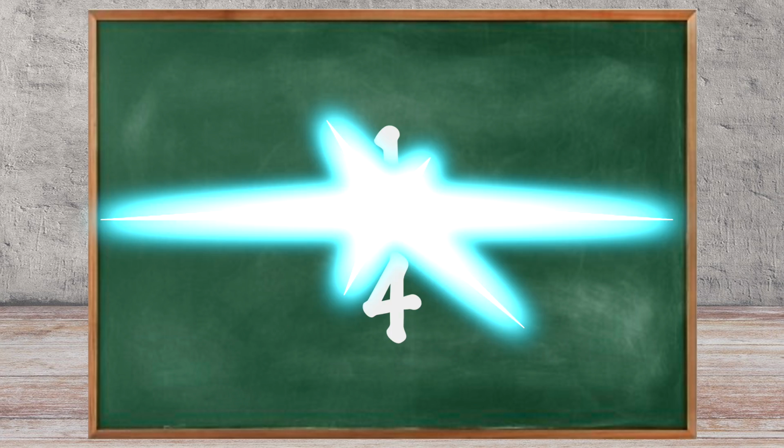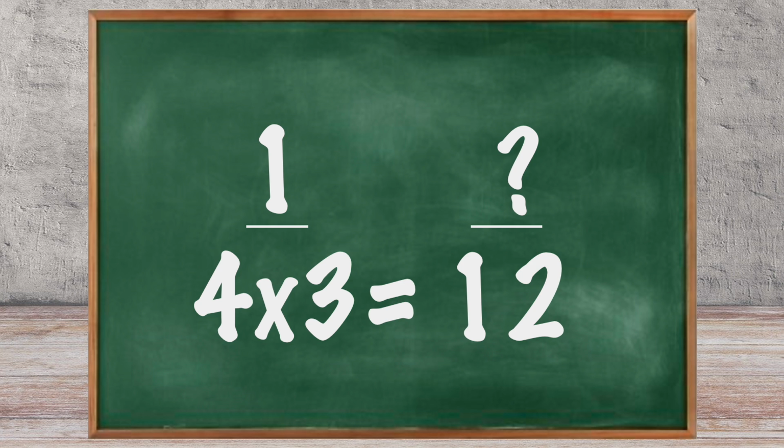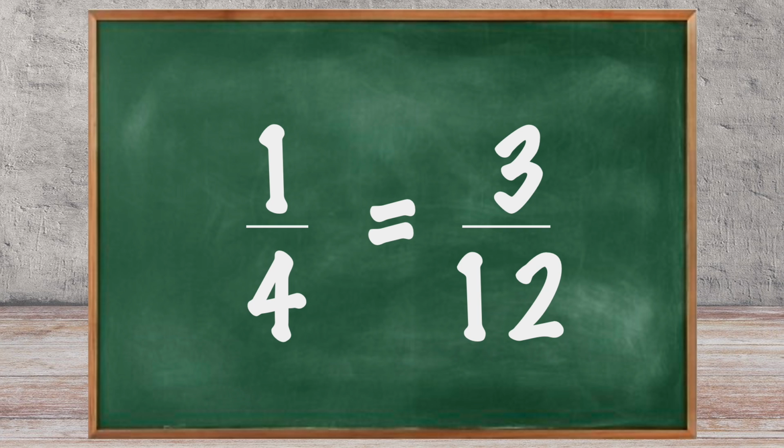Now, let's look at 1/4. To get the denominator, 4, to equal 12, we need to multiply it by 3. 4 times 3 equals 12. Now we'll multiply the numerator in 1/4 by 3. 1 times 3 equals 3. 1/4 is the same as 3/12.